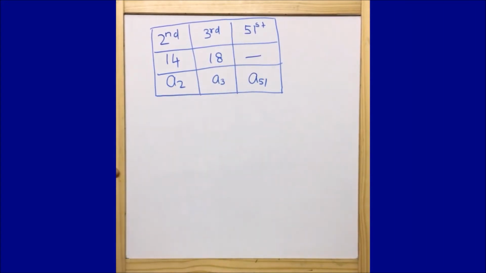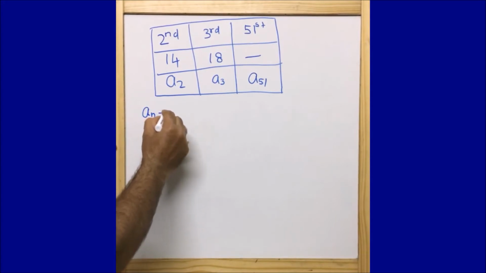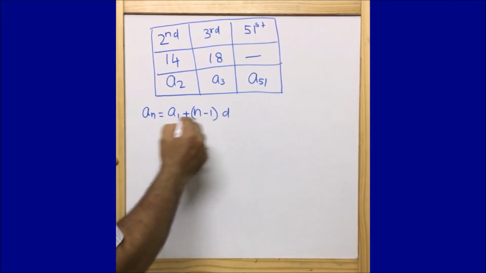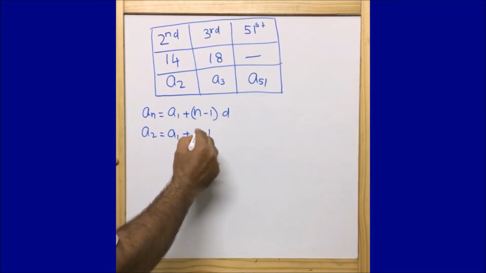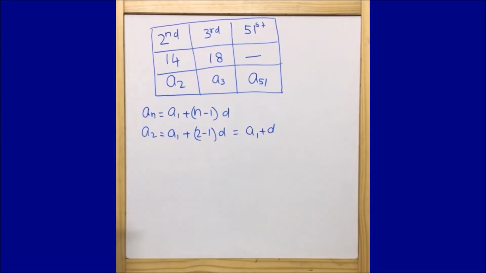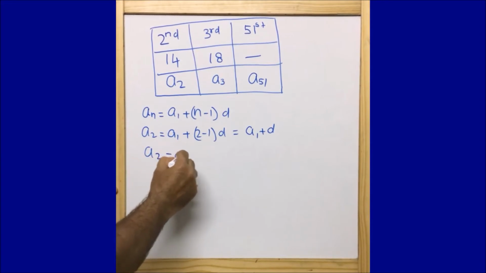Now what I will do, we know that an is equal to a1 plus n minus 1 into d. When n is equal to 2, I can say a2 is equal to a1 plus 2 minus 1 into d, that is equal to a1 plus d. Okay, so we found out a2 is equal to a1 plus d.